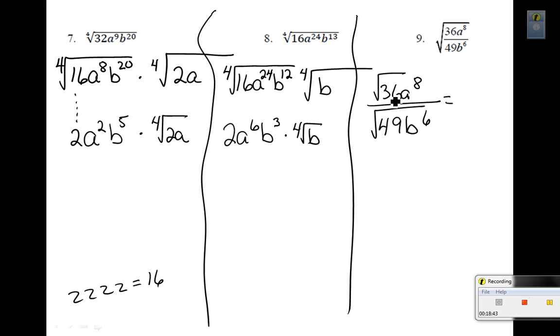I know the square root of 36 is 6. 8 divided by 2 is 4, so the top simplifies to be that. The bottom, square root of 49 is 7. 6 divided by 2 is 3. Bam, got that one done. So every now and then they'll reduce nicely.